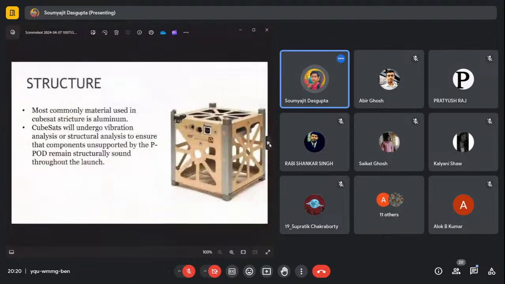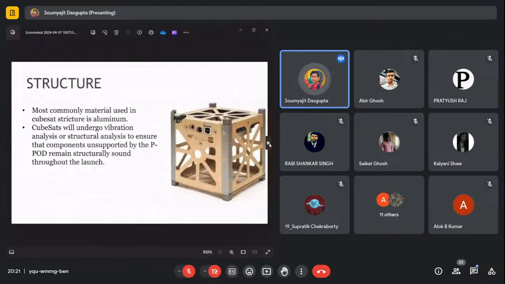Then comes the outer structure. Because in space there is a large temperature variation, right? Sometimes it will get too cold and sometimes it will get too hot. When it comes in front of the sun, the temperature will be too hot, right? And when it goes to the backside of the Earth, when sunlight is not falling on it directly, then the temperature will be too cold. So you have to choose the material in such a way that it can survive both positions. Right? So the most commonly used material in CubeSat structure is aluminium.